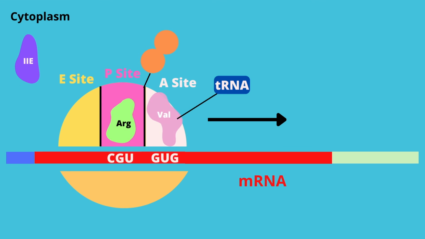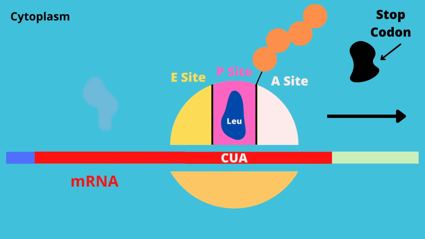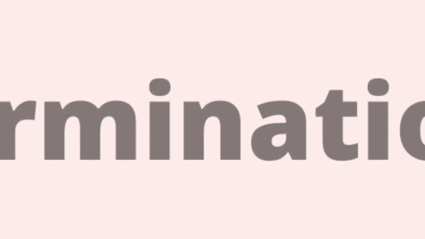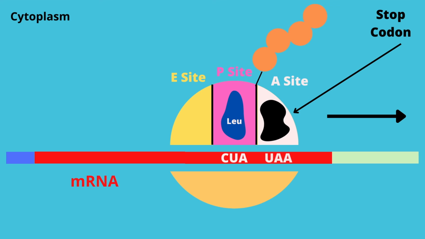This process continues across the mRNA transcript until it reaches a stop codon. This stop codon would be a sign of termination, which is our last stage of translation. A stop codon is 3 different triplets that stall the ribosomes and stop the growing polypeptide.